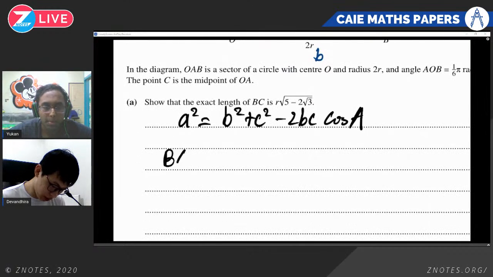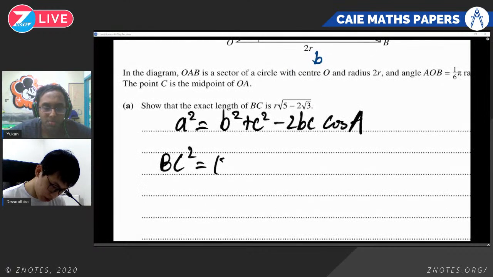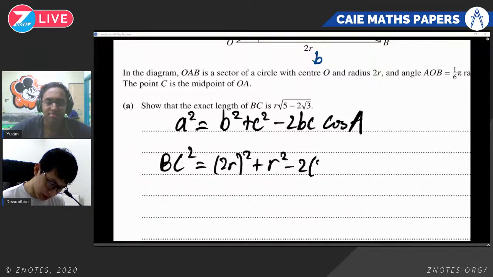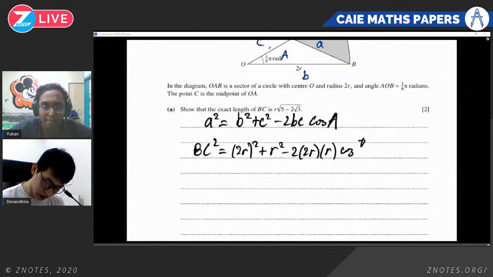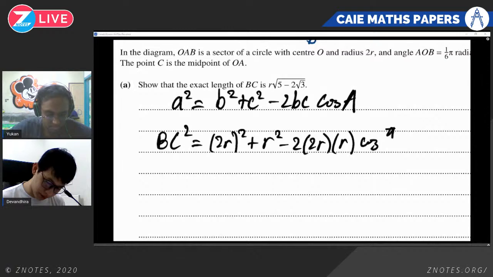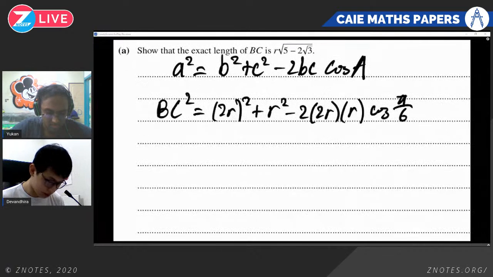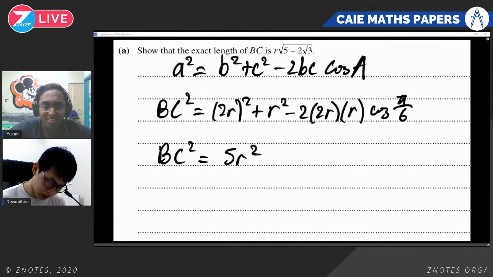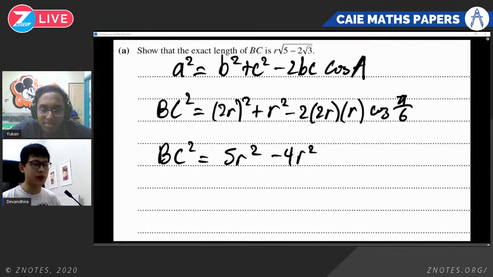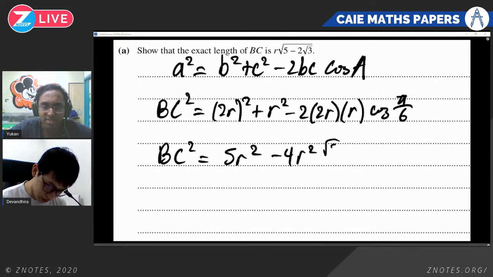So we can look for what BC is. Let's say BC squared is the same as 2r squared plus r squared minus, just basically plug everything in and solve it, 2 times 2r times r cosine of pi over 6. Right. So let's simplify this more. 4r squared plus r squared, that's 5r squared. Minus 4r squared. What's cosine of pi over 6? Root 3 over 2. Root 3 over 2.